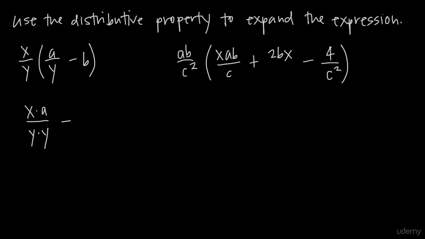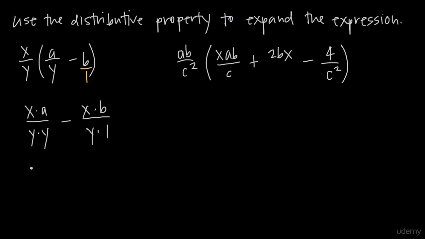Well, remember that this b here is essentially b over 1, where b is in the numerator and 1 is our denominator. Putting b over 1 doesn't change the value of b. So we say b over 1, and now we do the same thing. We multiply our numerators together, so x times b, and then our denominators together, y times 1. And now you can simplify this.